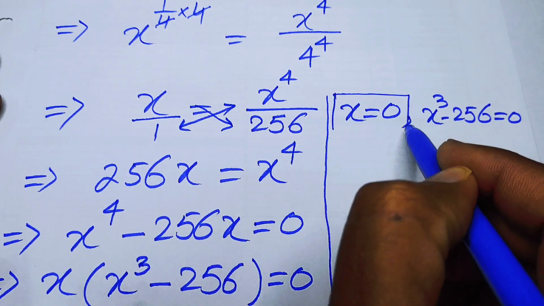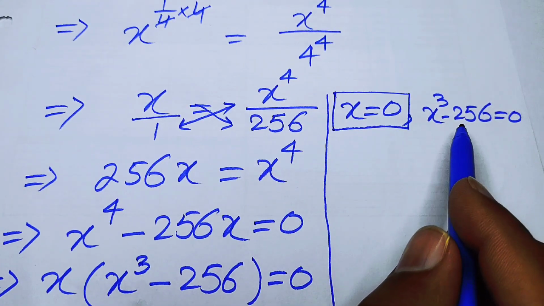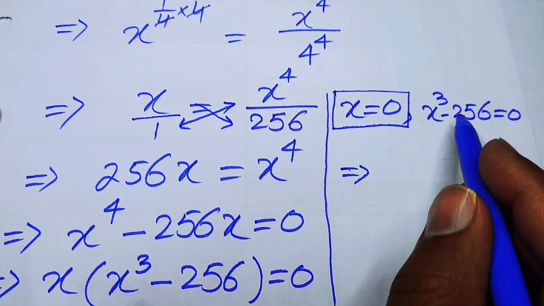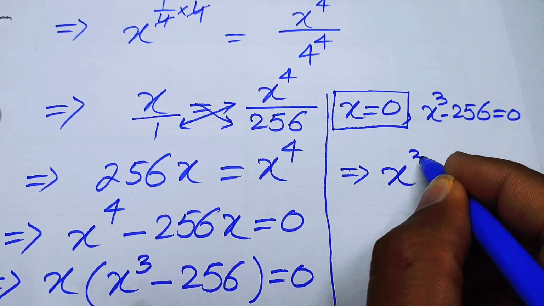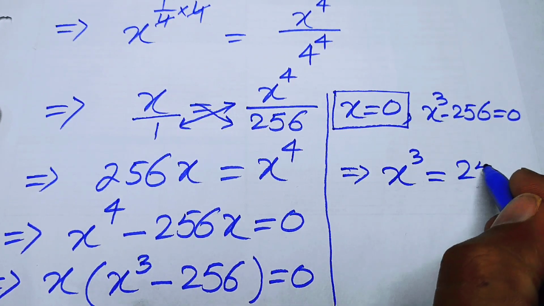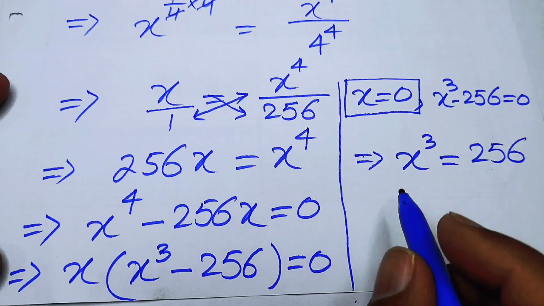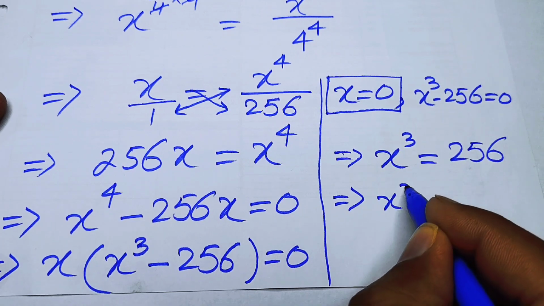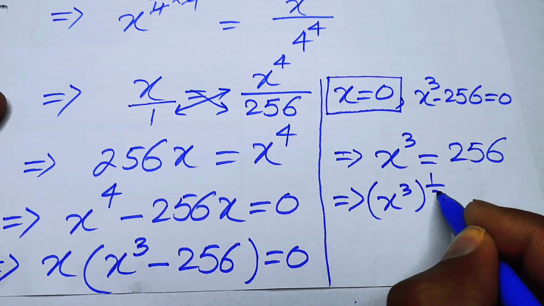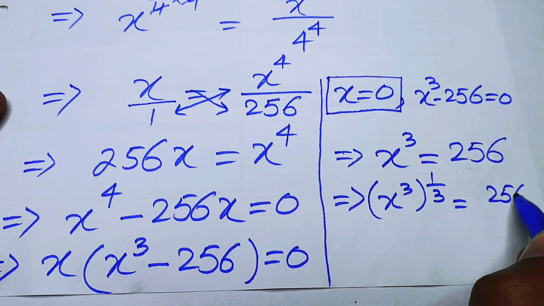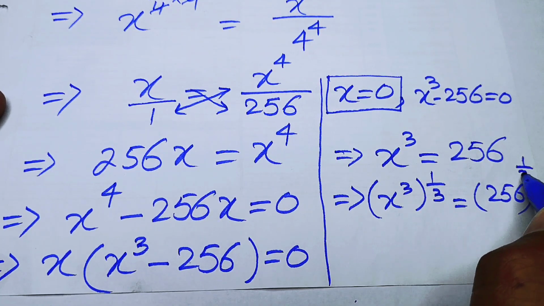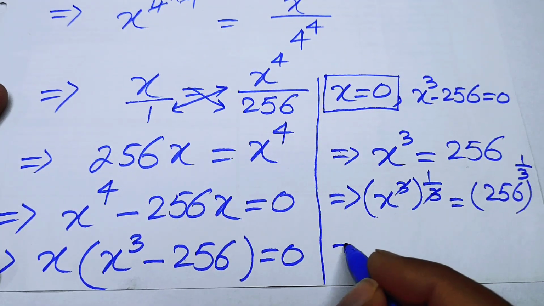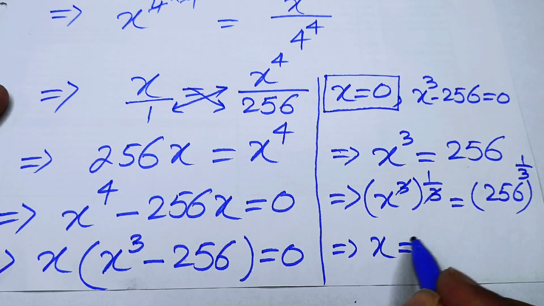So first we got the value of x is 0, and now we can proceed with the other case. In this case we can take 256 to the right hand side, and we get x cubed is equal to 256. And in order to find the value of x, we can take the cube root here, so that we get x to the power of 3 and its whole power 1 over 3 is equal to 256 to the power of 1 over 3.